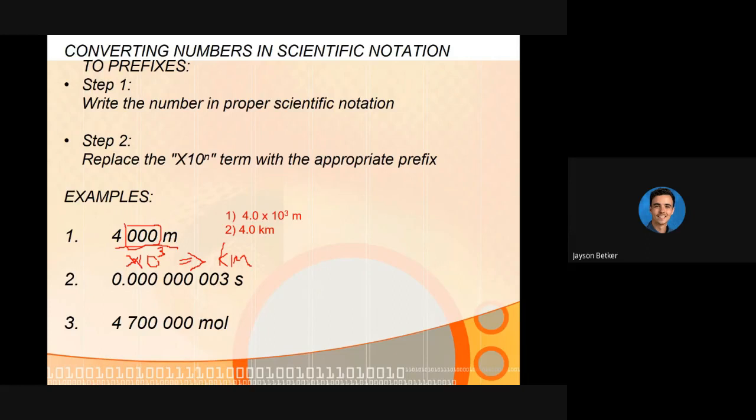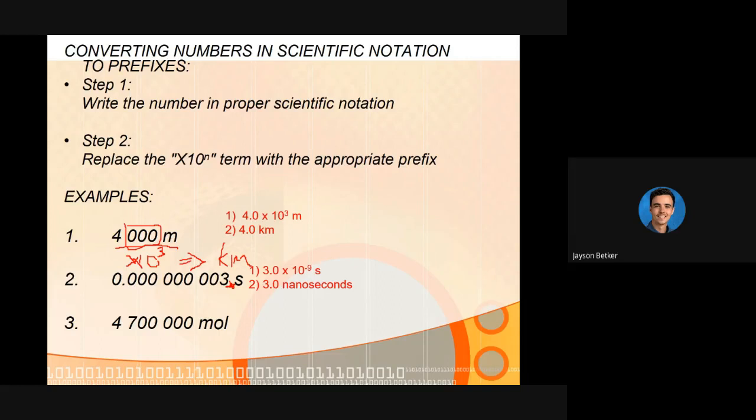Pause the video now, try these next two if you want. Okay, 0.000000003. That's 3 times 10 to the negative 9. So you count out all those zeros, all those decimal places you have to move it to get it right here. If you count those out, you'll see 9. So that's 3 times 10 to the negative 9. You see times 10 to the negative 9 on your sheet. That is nanoseconds.